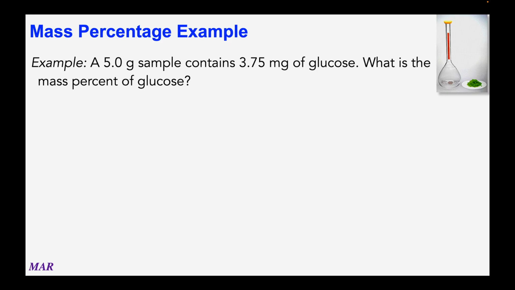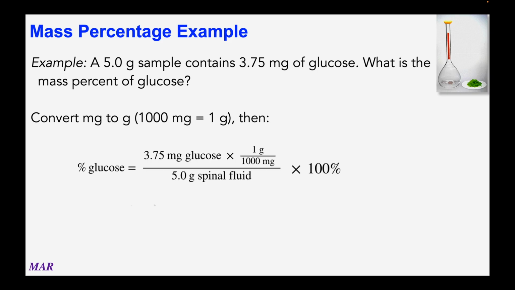But notice here we have milligrams. Well, the sample is in grams, so I would convert one into the other. It's probably easier to go milligrams to grams. There's 1,000 milligrams per gram, so 3.75 divided by 1,000 would be the grams of glucose. We'll divide that by the grams of the spinal fluid, which is crazy, and then we'll multiply that by 100%. This comes out to be 0.075% glucose.